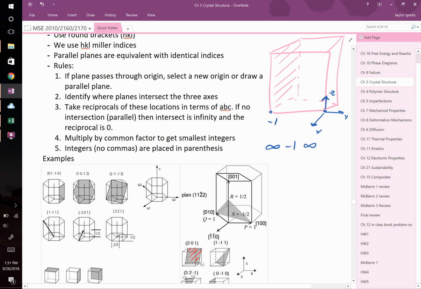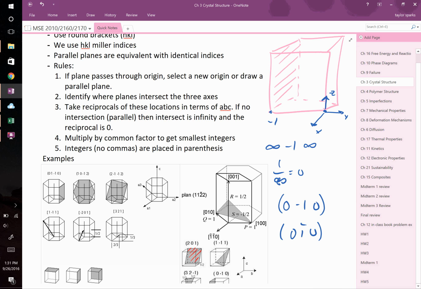z, right? Now we take the reciprocal of that, we flip all those numbers upside down, and 1 over infinity is just equal to 0, right? So 0, -1, 0, right? Or, we put these like that, and you can also write it like that. Same thing. Round brackets means planes. Round brackets with commas means points, right? So we've taken off the commas, so now it's not a point. So this would be the 0, -1, 0 plane, okay?